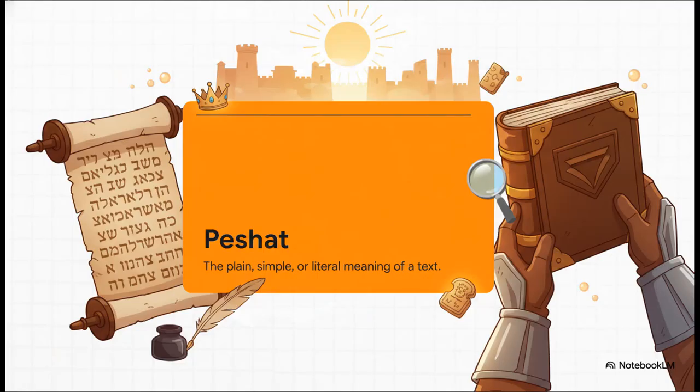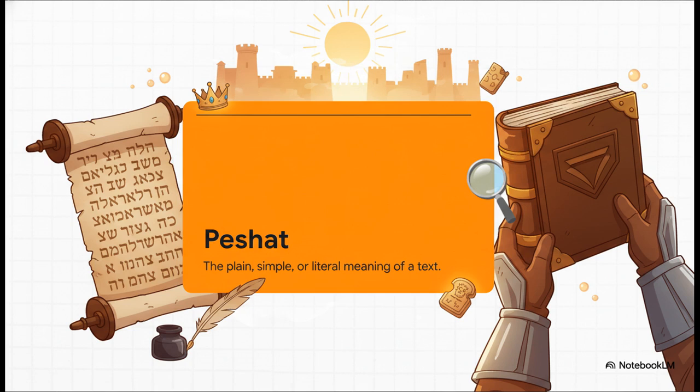To do this, we'll be using a traditional method of study known as Peshat. Now, Peshat simply refers to the plain, simple, or literal meaning of a text. So no, we aren't going to dive into deep, symbolic, allegorical, or Kabbalistic interpretations today.